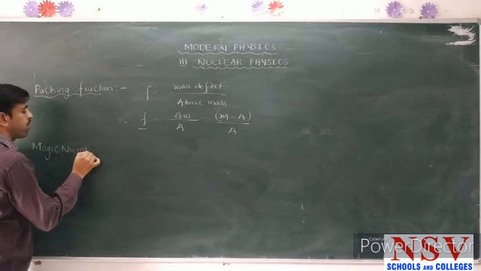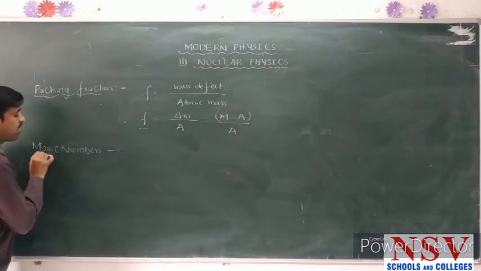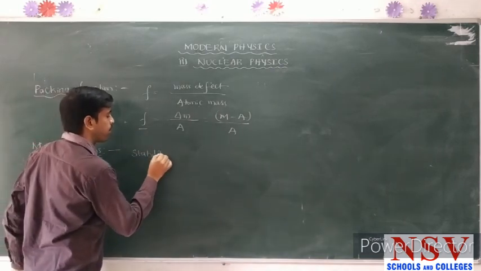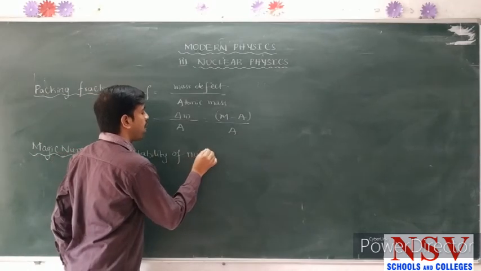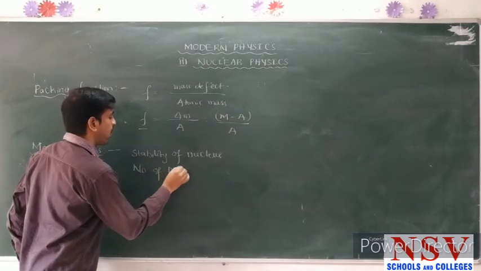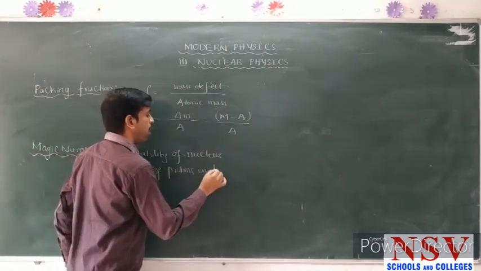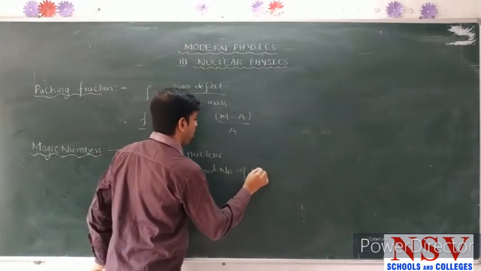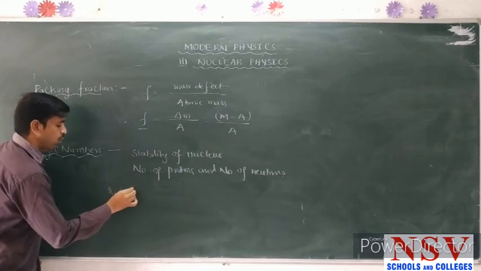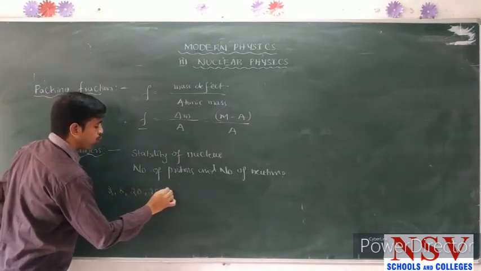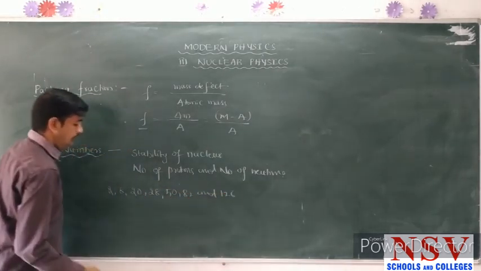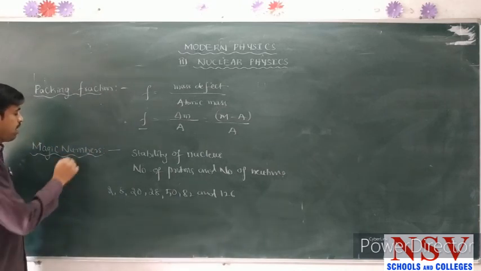Next one is magic numbers. These magic numbers give you information about the stability of the nucleus. The stability of the nucleus depends upon the number of protons and the number of neutrons. What are the magic numbers? The numbers 2, 8, 20, 28, 50, 82 and 126 are called the magic numbers.